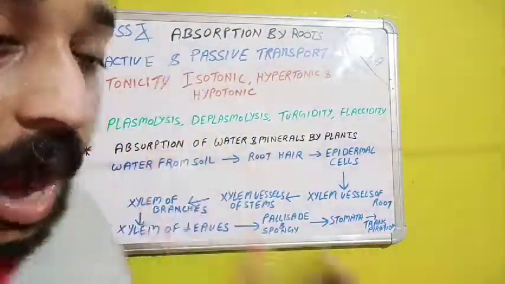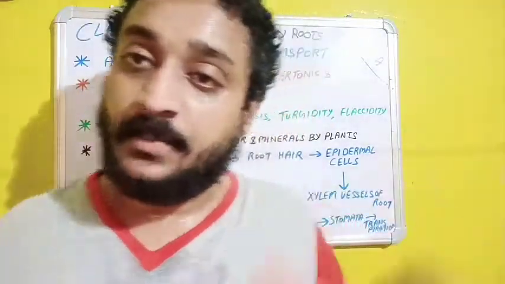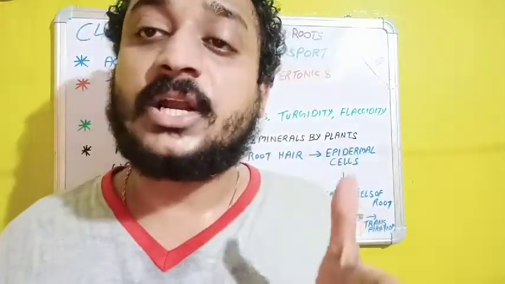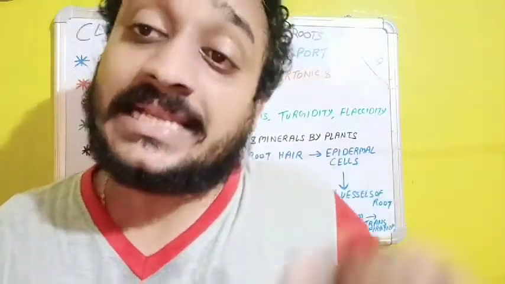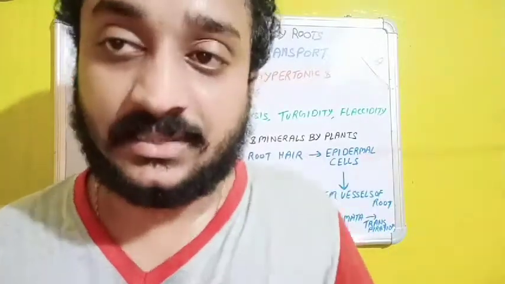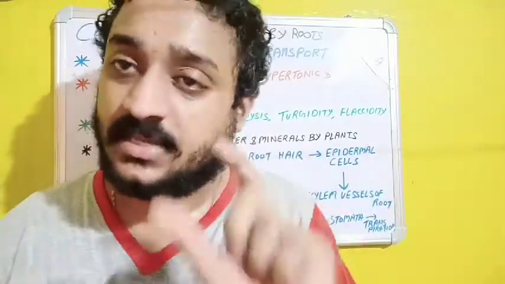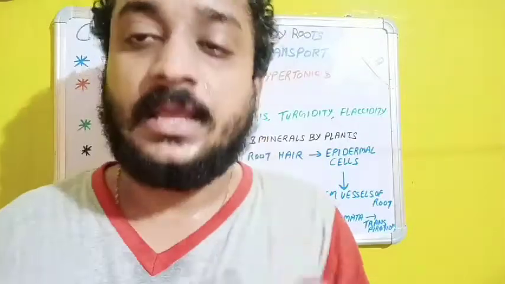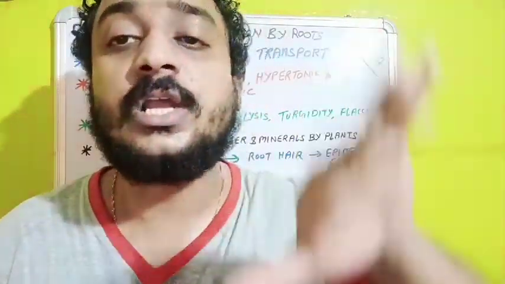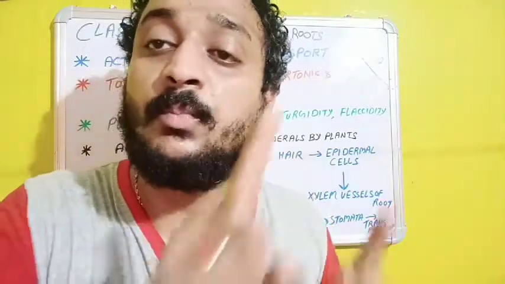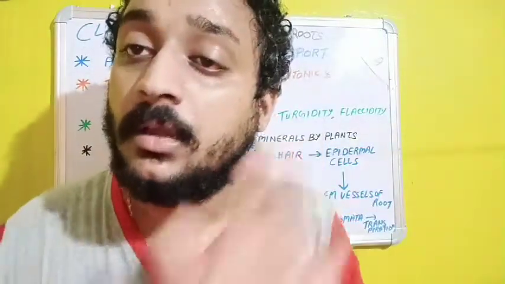Now, I hope you can understand till here. So in hypertonic, what happens? Outside the thistle funnel, in the beaker, the concentration of solute will be more and solvent will be less. I'm just giving an example. Inside the thistle funnel, what happens? The solvent is more and solute is less. So the solvent will move from the thistle funnel to the beaker.